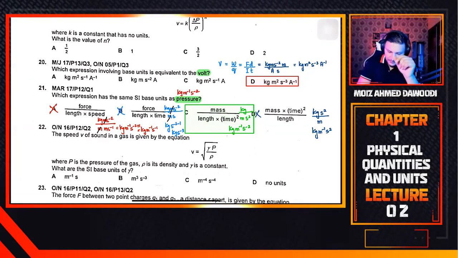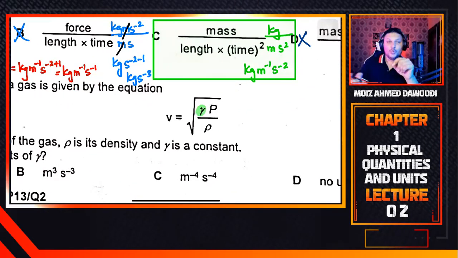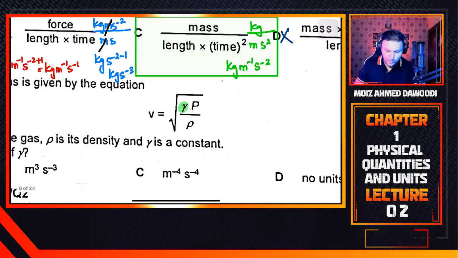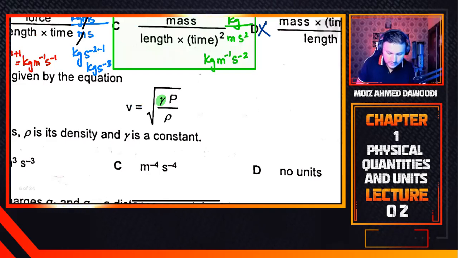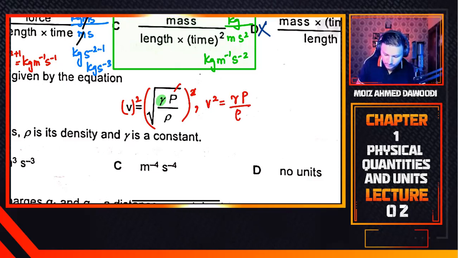Now let's see, you need to find the SI base unit of gamma, which is inside the root. What do you have to do? First of all, you need to simplify the equation in order to take gamma out of the square root. You will square both sides so that the root can be cancelled out by the square. Now, v square equals gamma p upon rho. And here you get the equation for gamma: gamma is v square rho upon p.